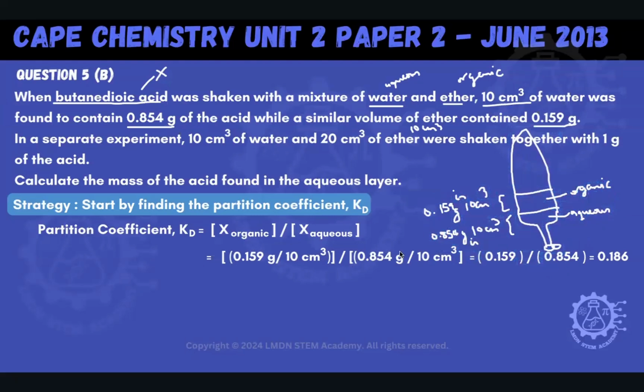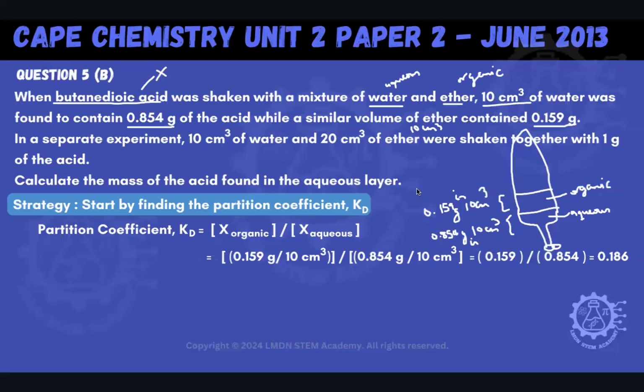In my organic layer, I have 0.159 grams in 10 cm³. So that's a mass concentration at equilibrium for my organic layer. And I'm going to divide that by the mass concentration in my aqueous layer, which is 0.854 grams in the 10 cm³. And when I work that through, I come out with a partition coefficient of 0.186. Okay. So now that we have our partition coefficient, we can proceed further to ultimately find the mass of acid found in the aqueous layer.